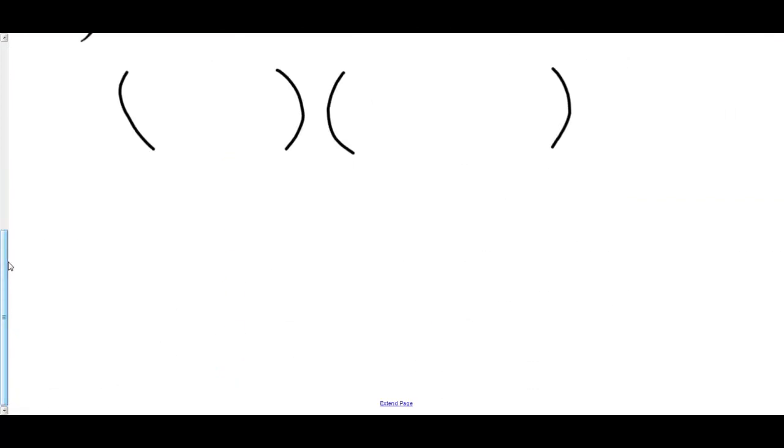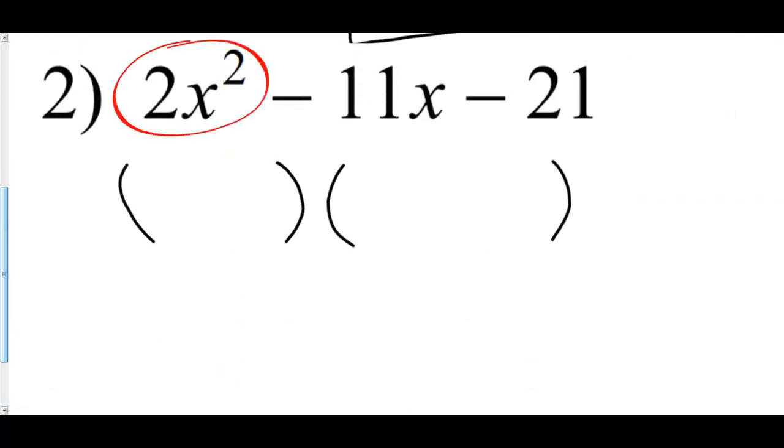I guess that would be 2x and x. So I'm going to draw my field goal post in here in just a minute. But for now I know 2x times x is really my only option, because no other integers, like whole numbers or whatever you want to call them, but I like to call them integers, multiply to 2x squared. So 2x times x.